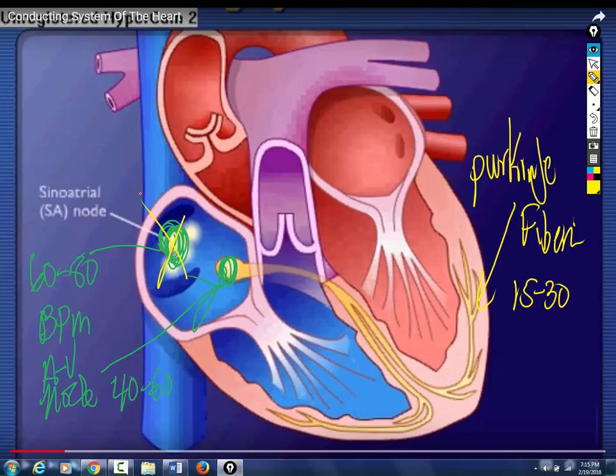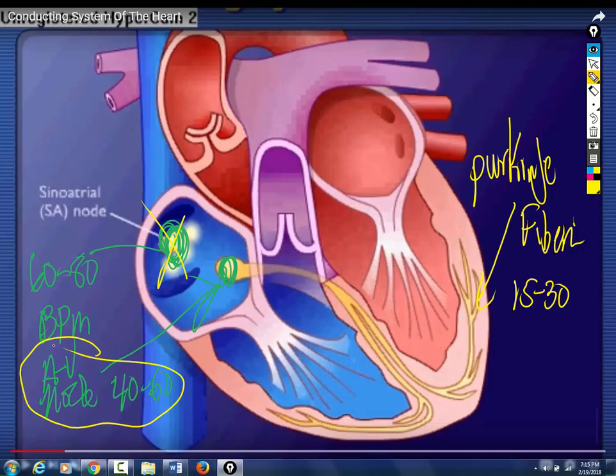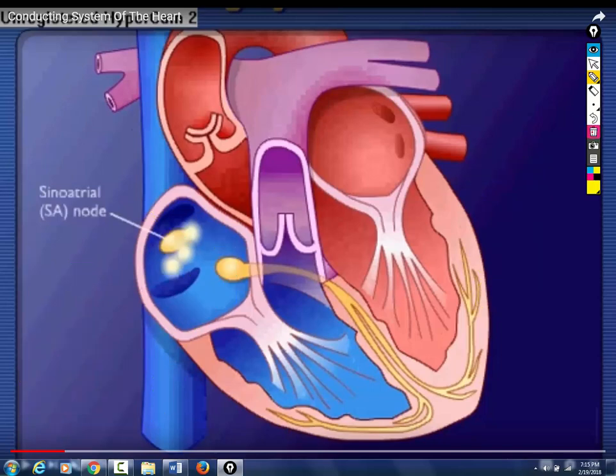Now, there are some heart conditions that will cause failure of the SA node to fire. And if the SA node doesn't fire, then the AV node takes over as the pacemaker. The result is a drop in heart rate. But you can still do okay with a heart rate of 40 to 60. You're not going to leap tall buildings. Anyways, if the SA node and AV node fail, then you're left with the Purkinje fibers as a pacemaker. And with that, you can't live very well with a heart rate of 15 to 30. So you need a permanent pacemaker.